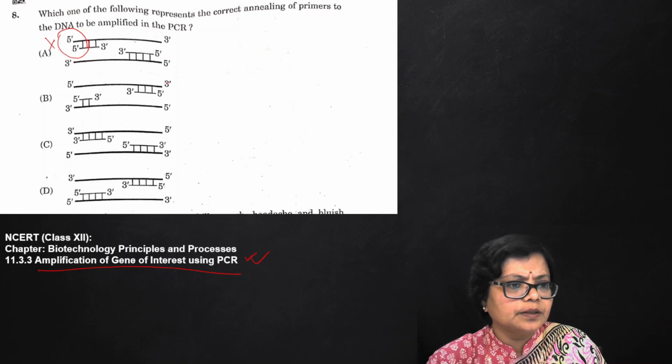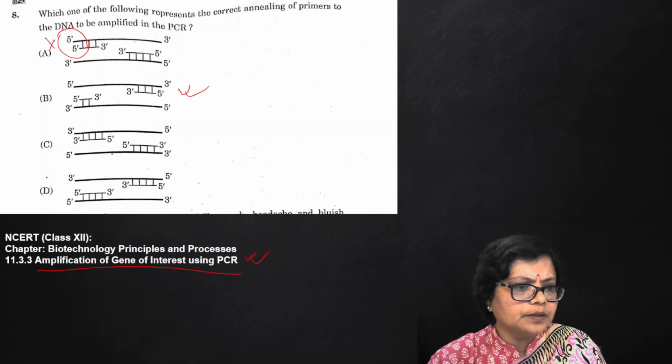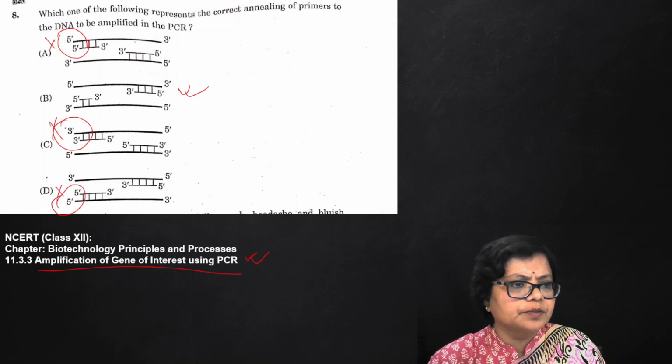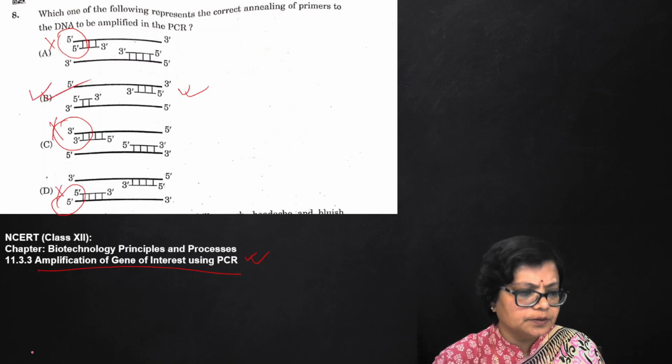Then the second one, 3-5, 3-5, it is possible. Third one, 3-3, same side, not possible. Fourth one, 5-5, not possible. So the correct answer is B for the annealing.